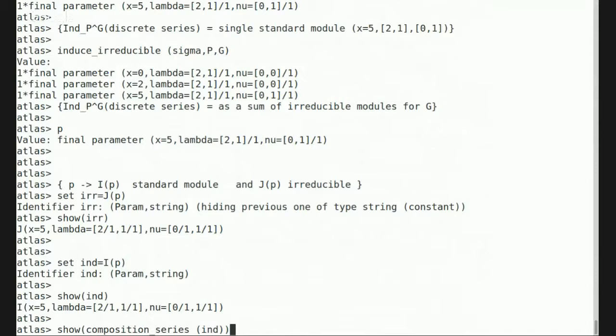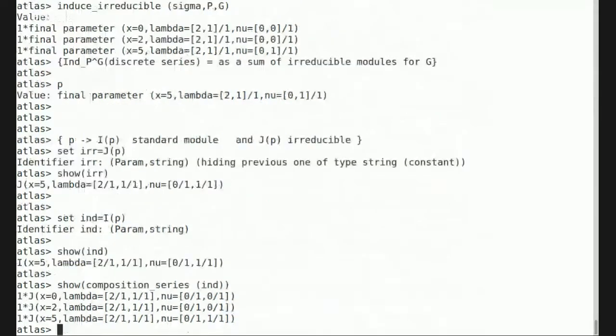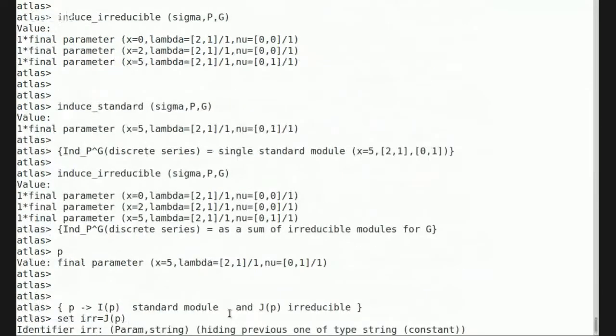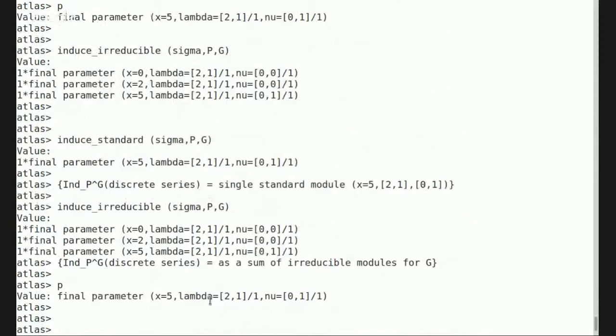So you take this induced representation, it has a composition series. That composition series is a sum of irreducible representations. And that's what this says. It says that this reducible standard module is the sum 1 times j, 1 times j, 1 times j. It's the sum of these 3 irreducibles with multiplicity 1. And if you go back to my induction, induce irreducible, that's exactly the sum that I had here.